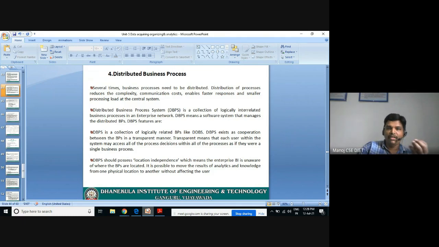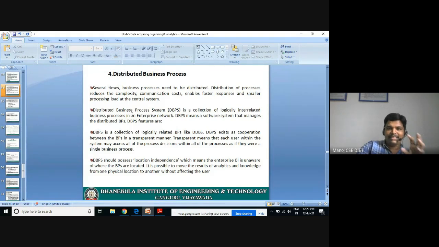So with the help of this distributed business process, the name itself represents distributing the processes for the sake of providing all the set of features that I described now. So this DBPS, please note down in your running notes. DBPS means distributed business process system. All you know, here we are distributing regarding our business process system.